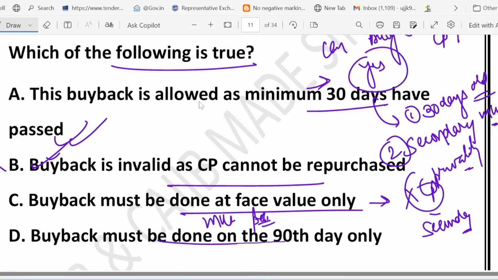Then option number D says buyback must be done on the 90th day only. This is also totally wrong. Because CP matures on the 90th day, but companies are allowed to buy it back before, as long as 30 days have passed. So day 40 is fine.